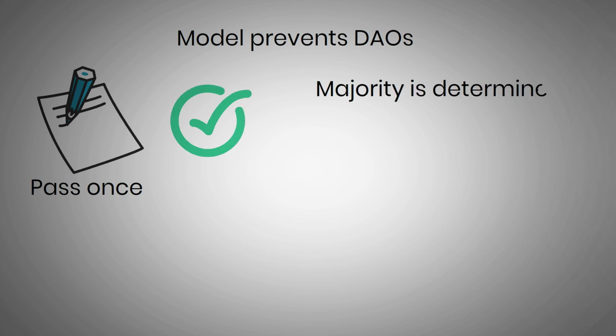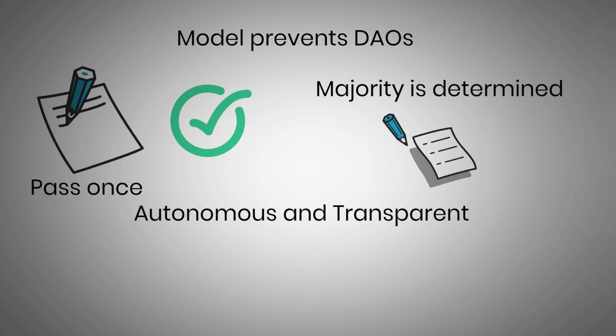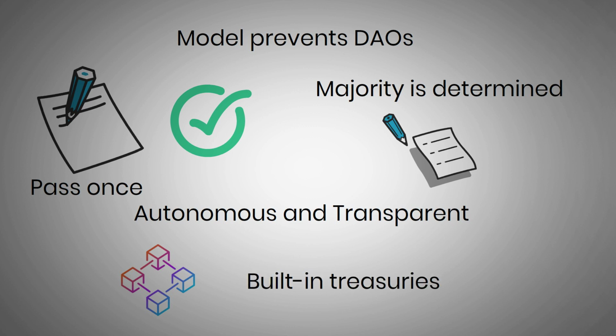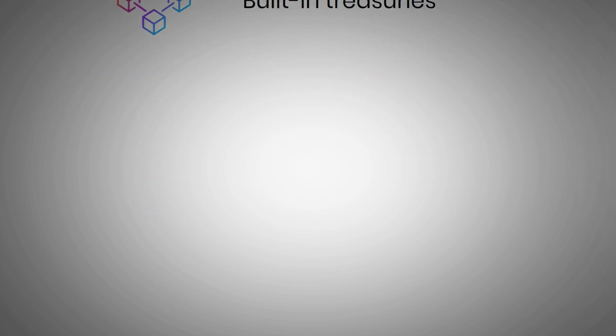How that majority is determined varies from DAO to DAO and is specified in the smart contracts. DAOs are fully autonomous and transparent. As they're built on open-source blockchains, anyone can view their code. Anyone can also audit their built-in treasuries, as the blockchain records all financial transactions.